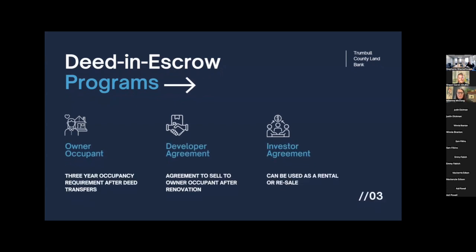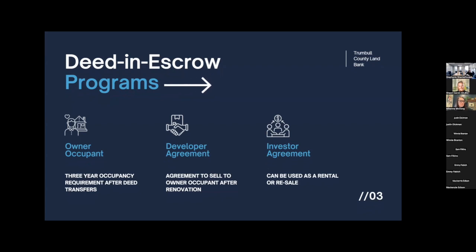So the first thing I'll talk about is obviously we have the program for owner occupants, which is the number one program that we like, just because obviously we want to see owner occupants in housing. So we work with them pretty loosely. We try to set them up for success, but we also give them extra time when needed and extra support. We do have a 3-year owner occupancy restriction for any of our deed and escrow properties going to owner occupants, and that starts after the renovation is complete.